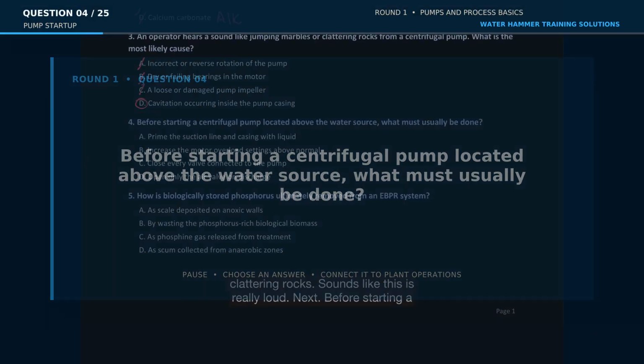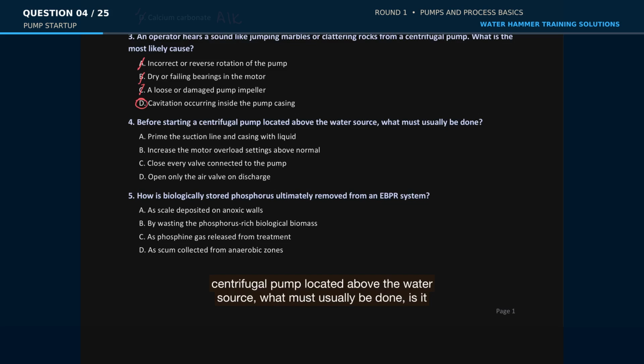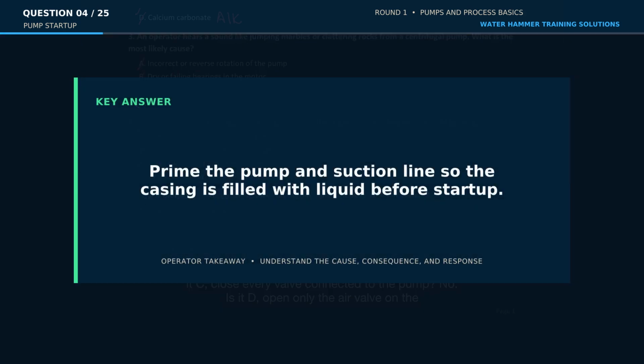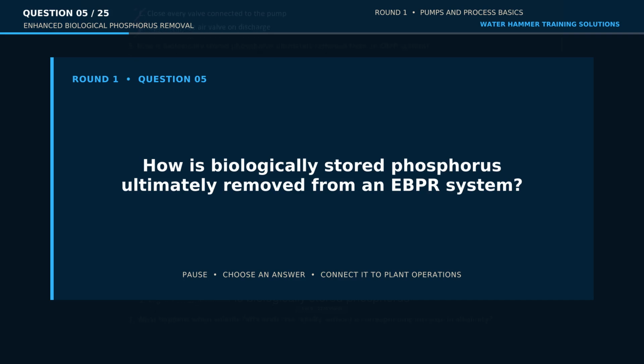Next, before starting a centrifugal pump located above the water source, what must usually be done? Is it A, prime the suction line and casing with liquid? Yes. If you have a centrifugal pump, it needs to be primed because it's above the water source. If you have air in there, it's just airbound. It's not going to be pulling anything. Is it B, increase the motor overload settings above normal? No. Is it C, close every valve connected to the pump? No. Is it D, open only the air valve on the discharge? No.